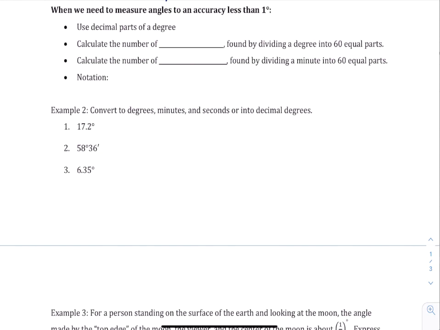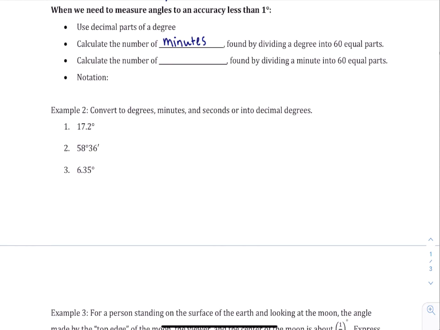With the technology that's available, using the decimal parts of degree is a very frequently occurring way of measuring these small angles. But something that has been around for quite some time is using what's called the minutes and seconds of an angle. This is often used in surveying and in astronomy. So the first thing that you need to do is to calculate the number of minutes. Minutes are found by dividing a degree into 60 equal parts.